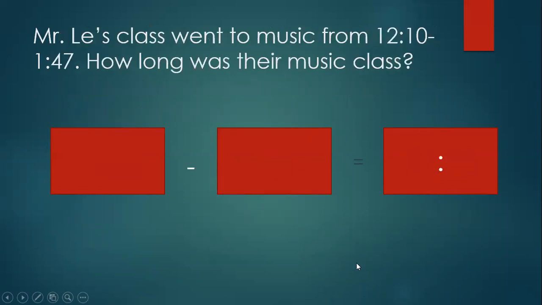Okay, let's look at our last problem. Mr. Lee's class went to music from 12:10 to 1:47. How long was their music class? Okay, so boys and girls, in this problem, it doesn't clearly tell us they left the music class at 1:47. They use this dash or hyphen here to tell us that that was a duration. So between 12:10 and 1:47, they were in music class. But we can solve it.